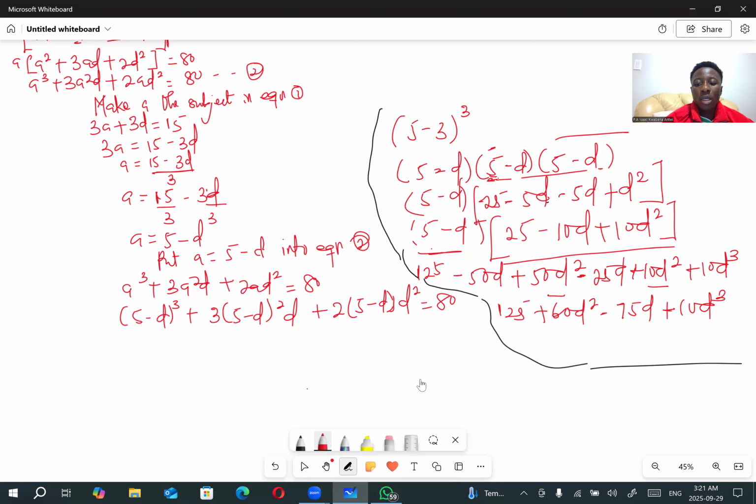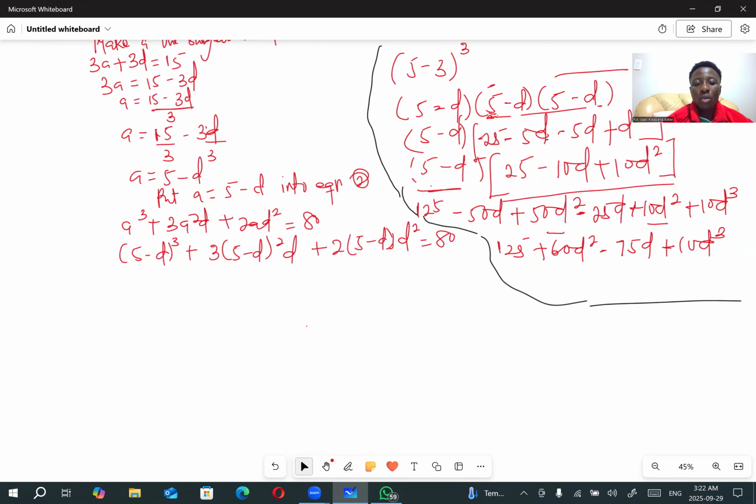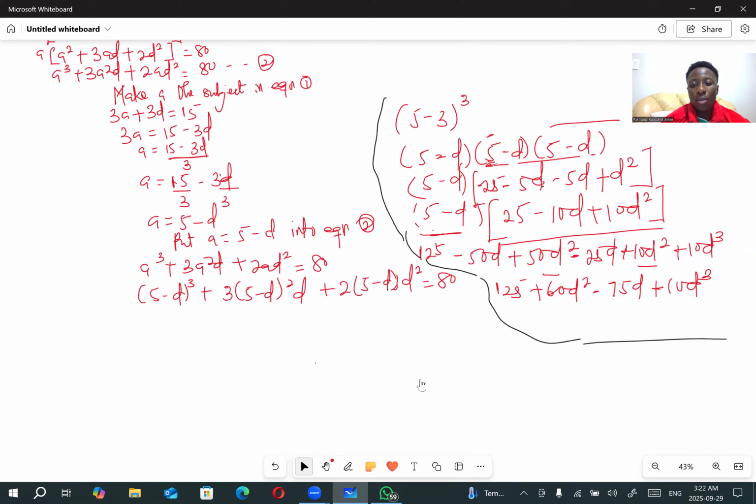Now I'm going to pause here. So now 5 minus D cubed, I'm done. Analyze the solution, come and put it there yourself. Continue the solution to the end and tell me what you get for D. If you arrive at any quadratic, you can pause. Do it to the end. And now I'm just going to speed it up like that. I'm going to do it myself.